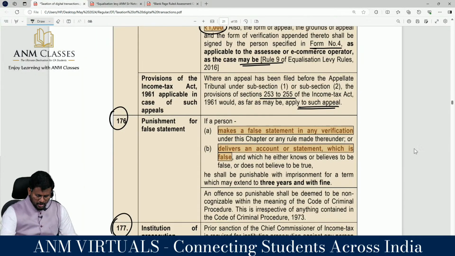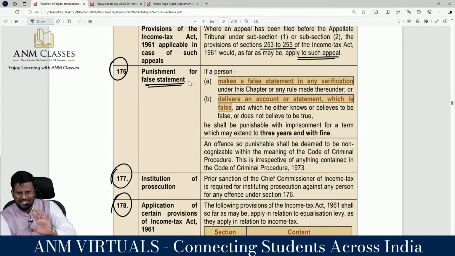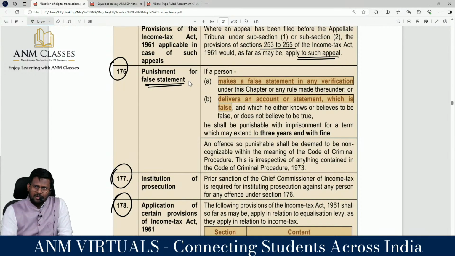I'm continuing. Punishment for false statement. Again, we are coming to the penalty and prosecution, the last leg of our discussion, because appeals are over, right? 176, punishment for false statement. You are supposed to file a statement. Yes, sir.